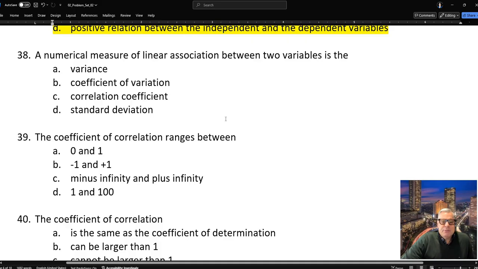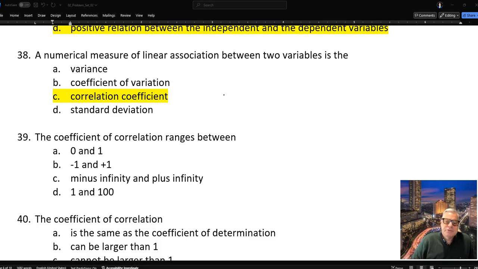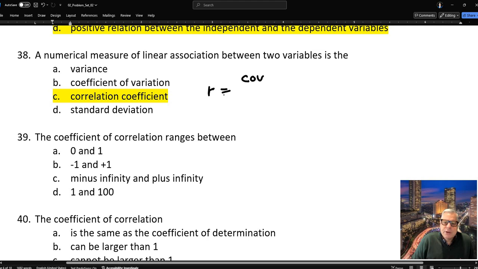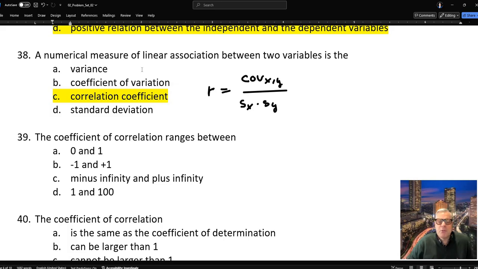A numerical measure of linear association between two variables is the correlation coefficient. So the correlation coefficient, which is sometimes just R, is the covariance between x and y, which we calculated earlier, divided by the standard deviation of x times the standard deviation of y.